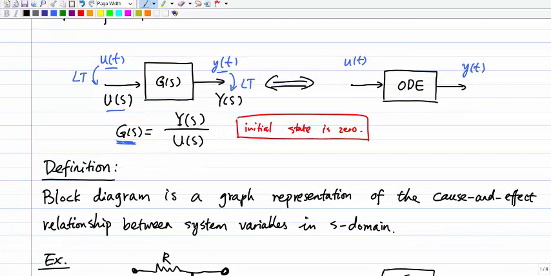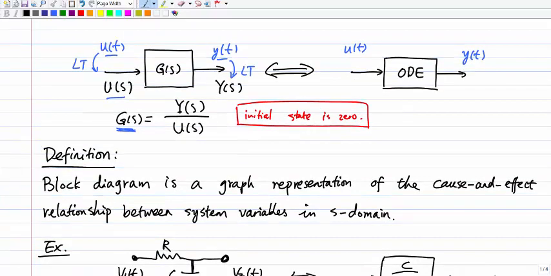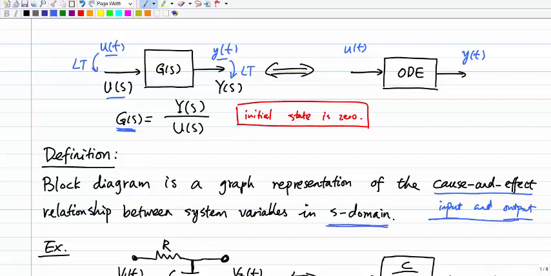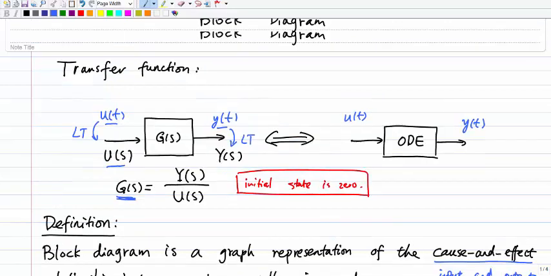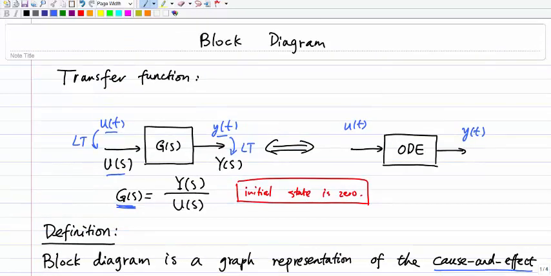A block diagram is a graph representation of the cause and effect relationship between the system variables in the s domain. I want to emphasize a little bit about the cause and the effect. You can consider this as the input and output in our case. So what's the input's impact on the output, between different variables? We talk about inputs and outputs. Of course, I want to emphasize that this is in the s domain, so it's directly connected to the transfer function I mentioned in the previous video.